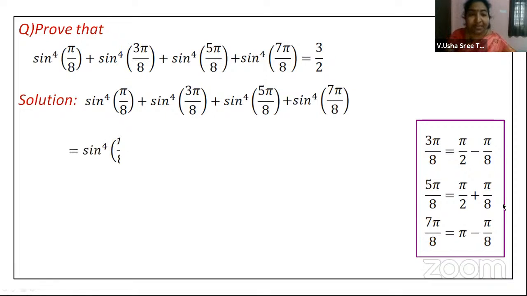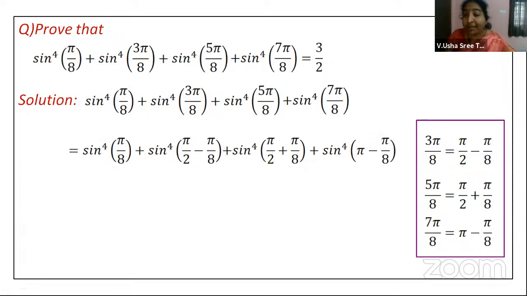Now, we will try to replace this, children. Sine power 4 pi by 8 plus sine power 4 of 90 minus pi by 8 plus sine power 4 of 90 plus pi by 8 plus sine power 4 of 180 minus pi by 8. Okay, now first let us see sine of 90 minus theta, which is nothing but cos theta. So this term can be replaced with cos power 4 pi by 8. Likewise, sine of 90 plus theta is cos theta again. This is in the second quadrant. Sine is positive, right? So you will get cos power 4 pi by 8.